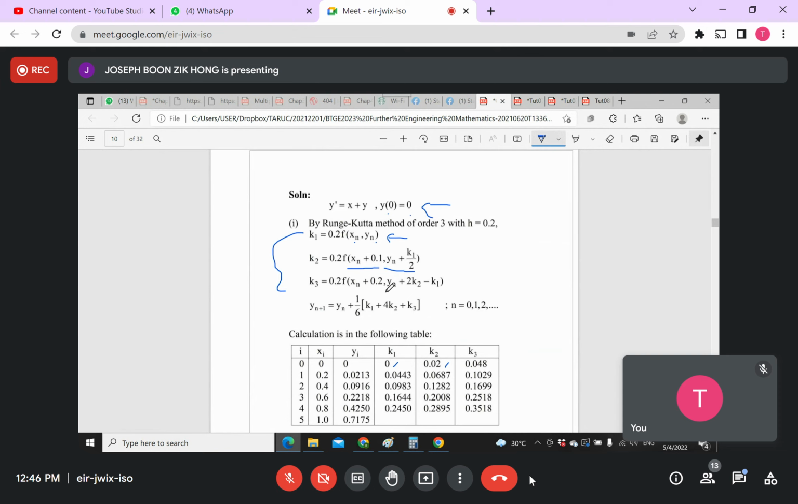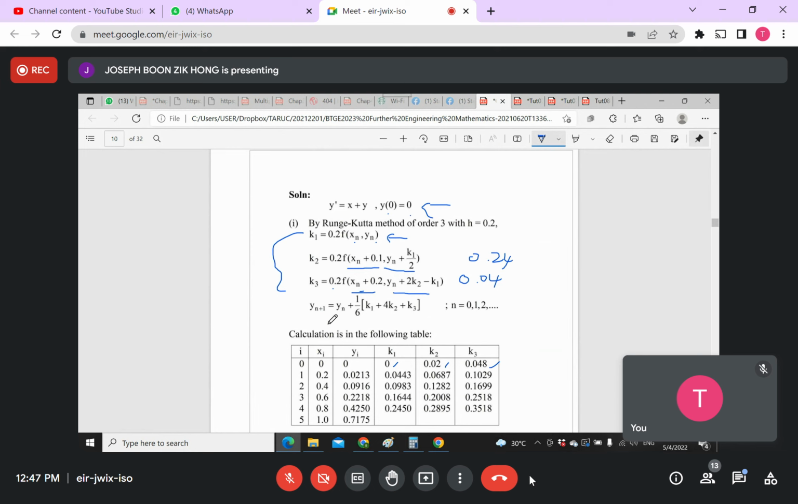Then you continue. This one will be 0.2, and then this one will be 0 plus 2 times k2, which is 0.02, so it will be 0.04. 0.04 minus k1, which is 0, so you will have 0.04. 0.04 plus 0.2 is 0.24. 0.24 times 0.2, you will get 0.048, which is this one.